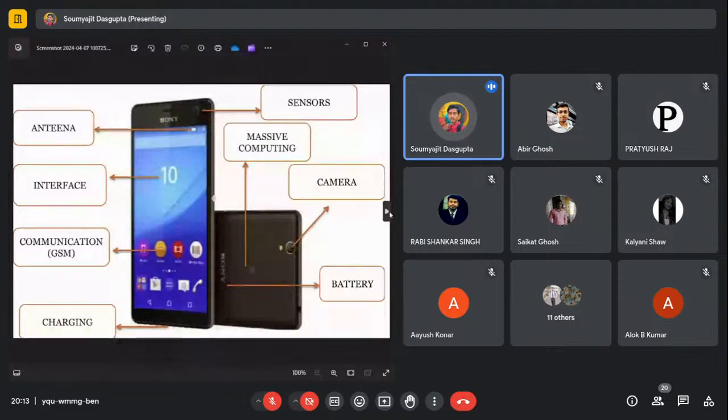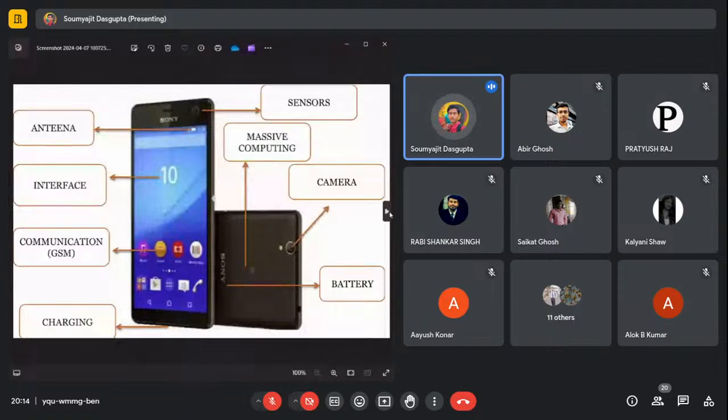So a mobile phone has a charging system also, and a mobile phone has a camera. Nowadays every mobile phone, every smartphone has a camera, right? And it has massive computing, because without a processor, without proper processing power, any good electronic device can't work, right? So it should have massive computing, a microcontroller or a microprocessor, right?